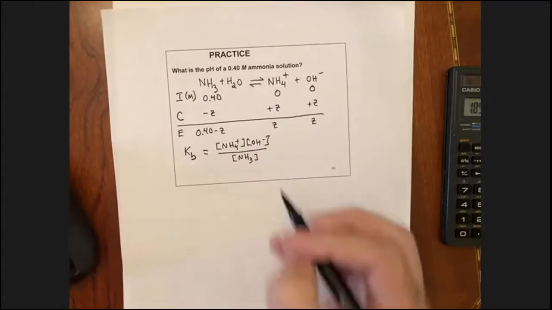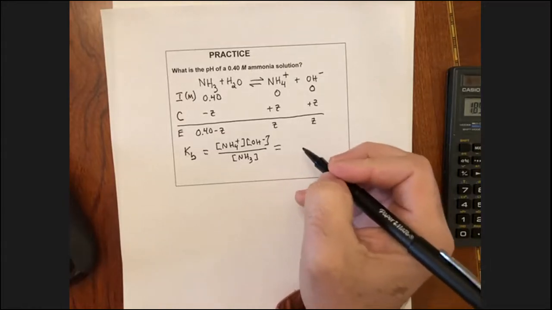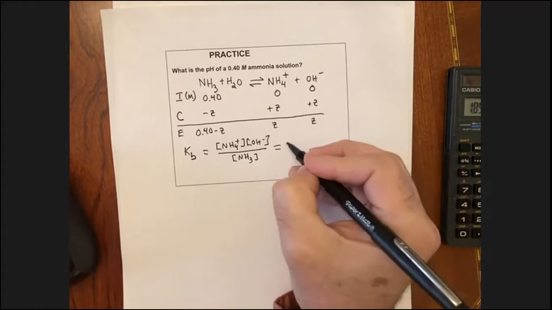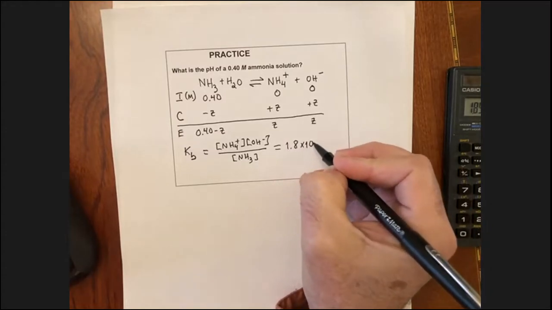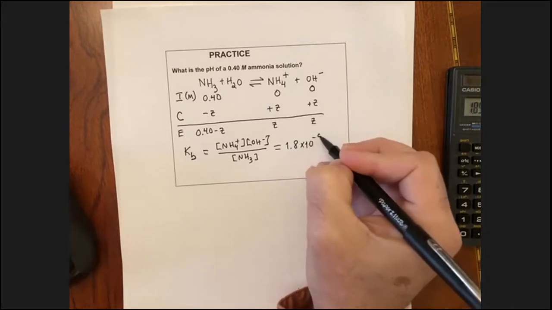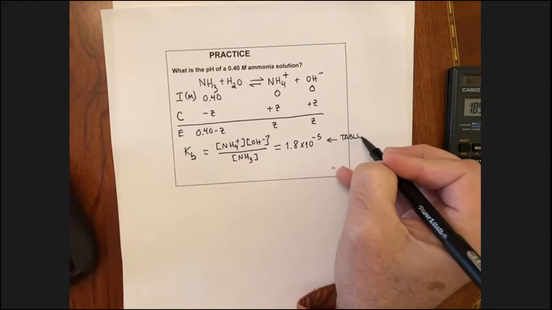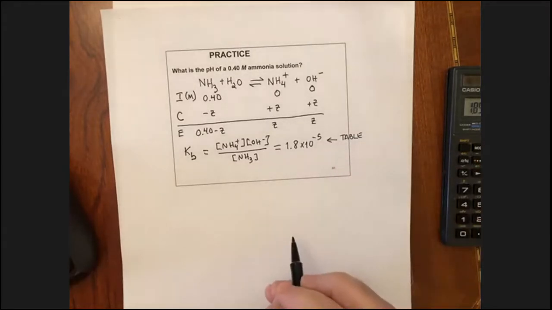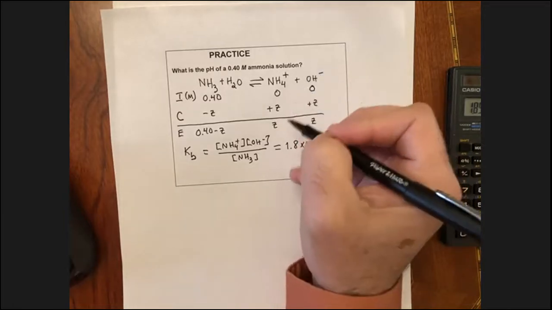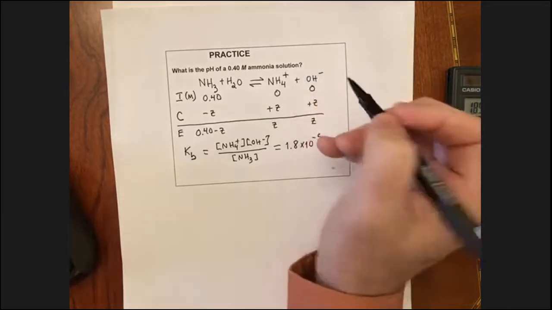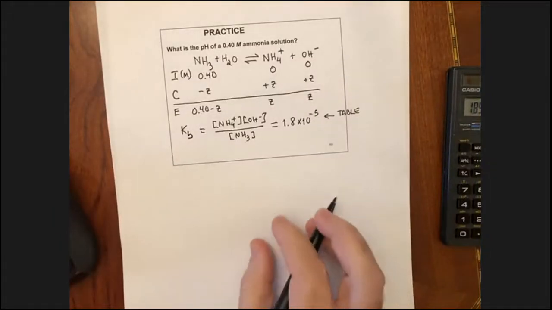We had to look this up on the table, and I'm going to use a value that's approximate. It's not exactly the one in the table that I just showed you, but it's approximately 1.8 times 10 to the minus 5. This is from a table that we looked up. Normally, in most cases, we're going to give you the value of Kb. If this were a quiz or something, I would give you the value of the Kb. All right, let's go ahead and do this.